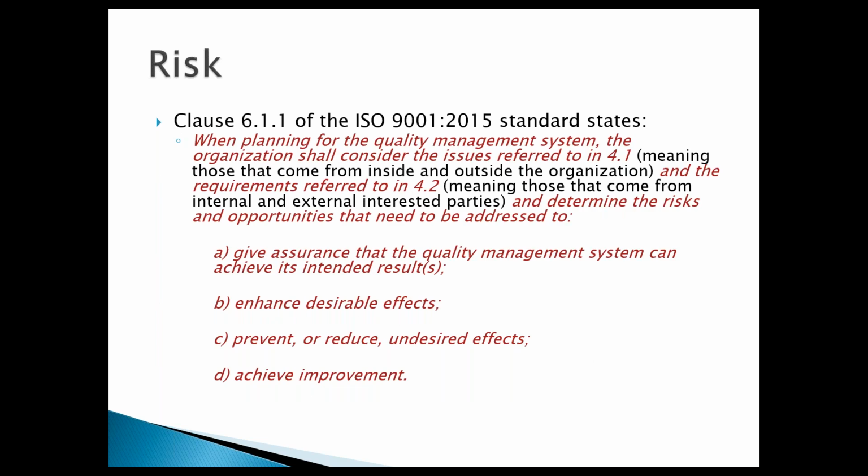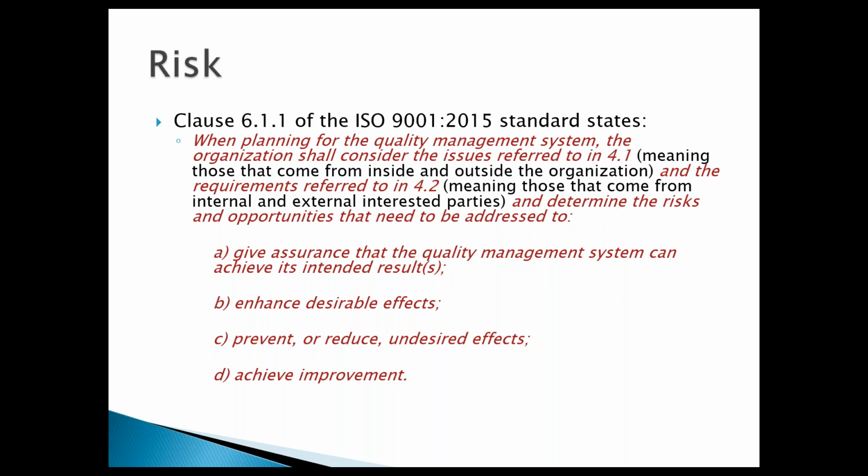There are two subclauses associated with risk. In clause 6.1.1, it indicates that when you're planning for the system, you need to consider the issues that are referred to in 4.1. This is a call out to those that come from both within and outside of the organization. And the requirements referred to in 4.2. This is a call out to internal and external interested parties. And therefore determine the risks and opportunities.